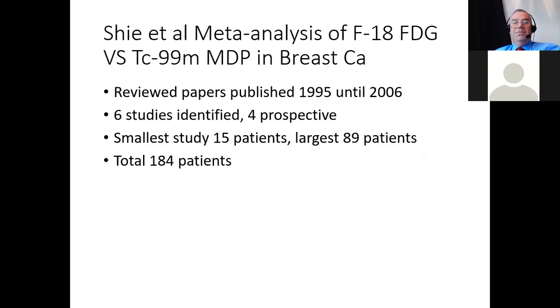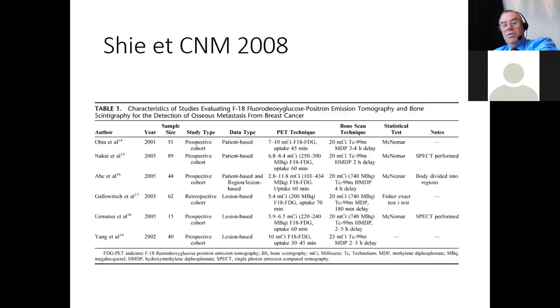So there was a meta-analysis done, published about 12 years ago, looking at bone scintigraphy versus FDG in patients with breast cancer. They didn't have a lot of studies, only about 184 studies, and this probably is worth doing again at some point. And they published this in Clinical Nuclear Medicine 2008. And overall, this was just comparing the different kinds of techniques that were used. Some of the bone scans involved SPECT, some of them were just planar.